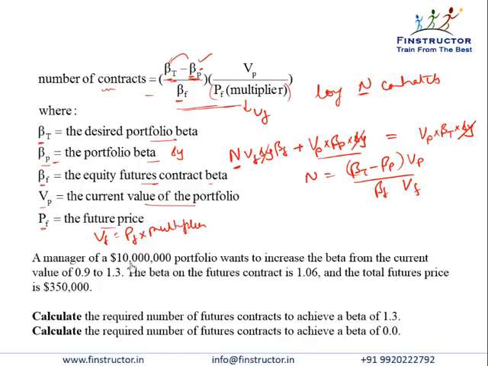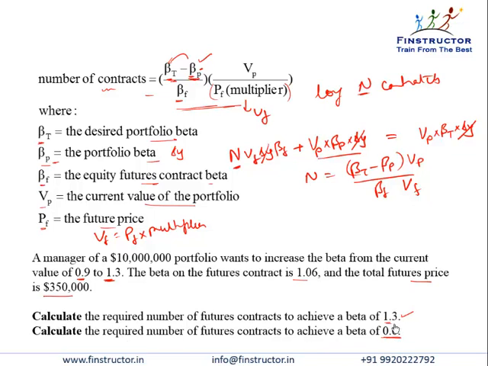A manager of a $10 million portfolio wants to increase the beta from the current value of 0.9 to 1.3. The beta on the futures contract is 1.06 and the total futures price is $350,000. Calculate the required number of futures contracts to achieve a beta of 1.3. Calculate the required number of futures contracts to achieve a beta of 0.